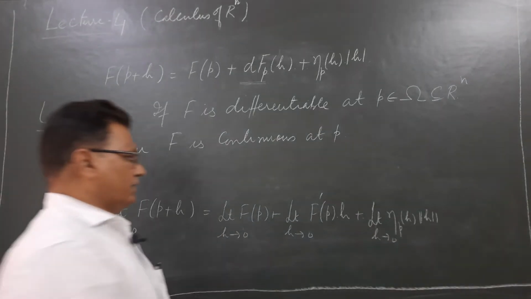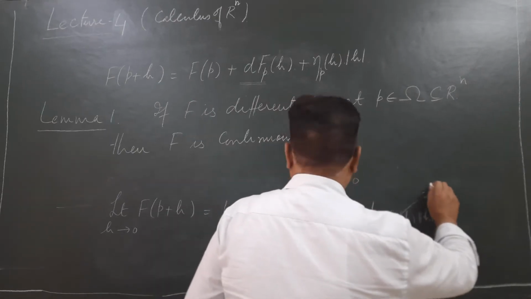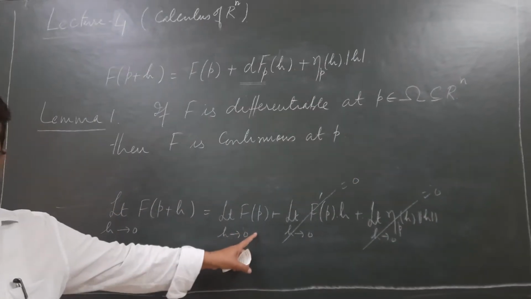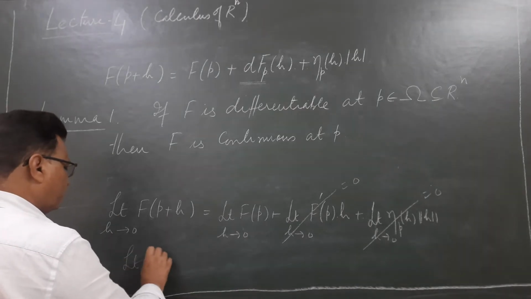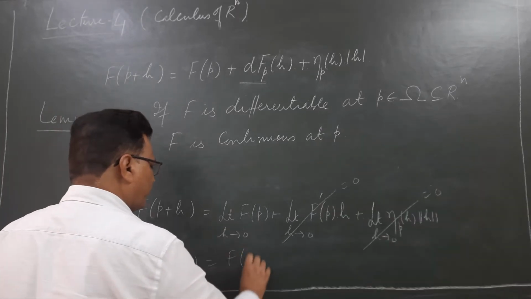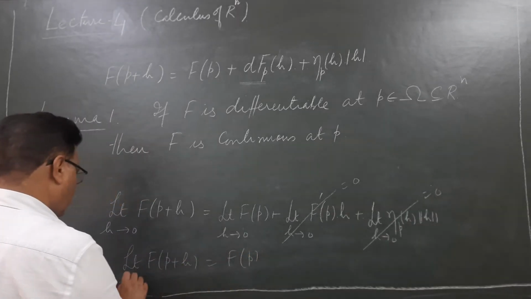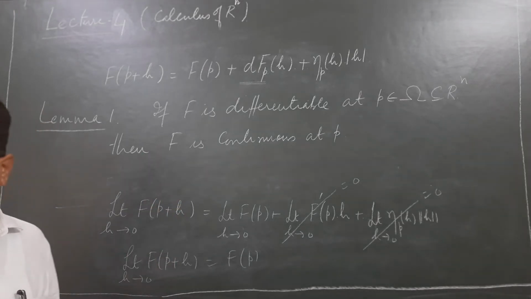You can see that all these terms will become 0 in the limiting case. What will remain is this, and this is independent of h. So, you notice that the limit of f of p plus h is the same as f of p when h goes towards 0. So, directly you show that every differentiable function at p is always continuous.